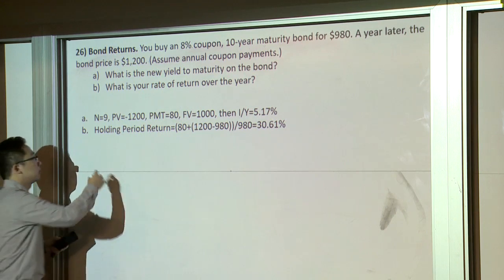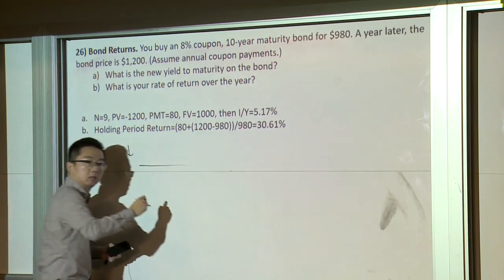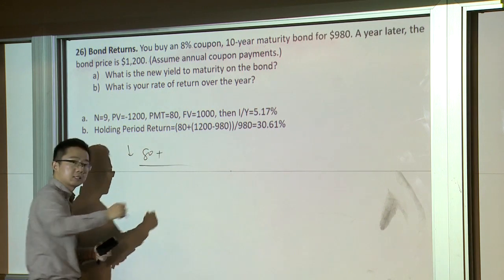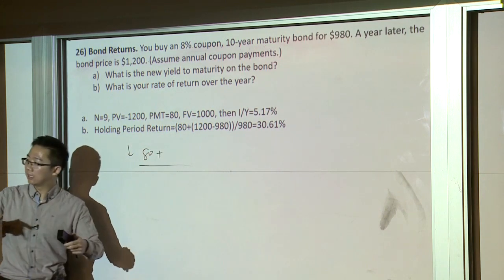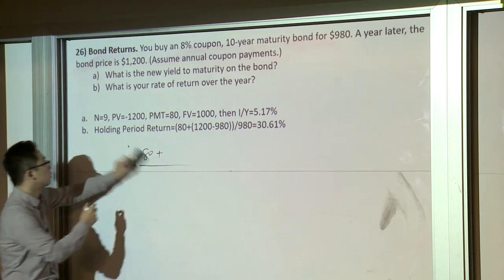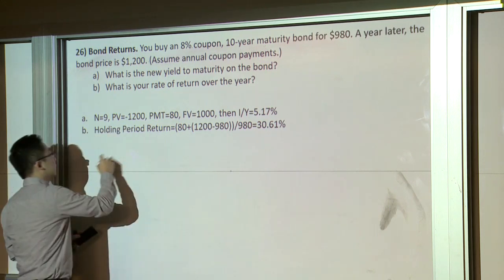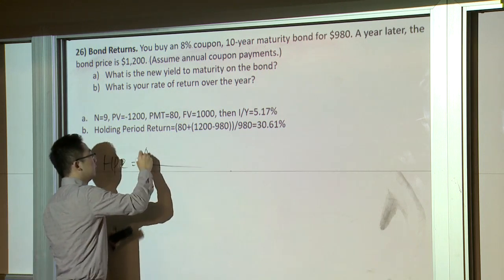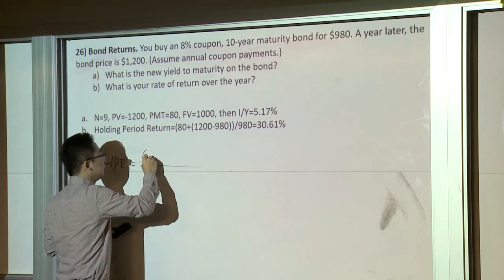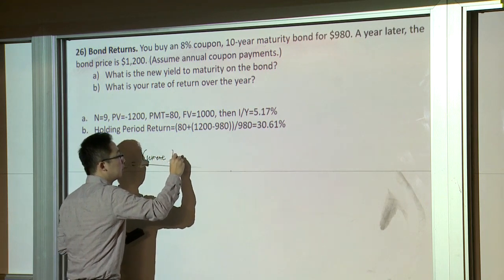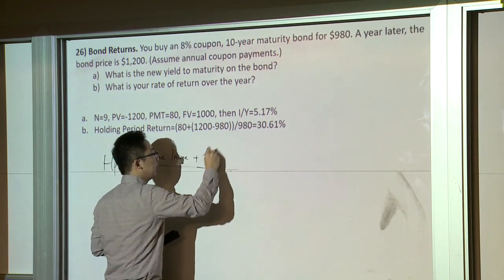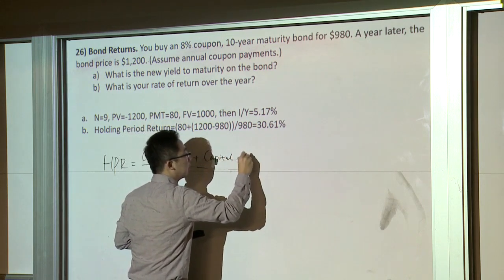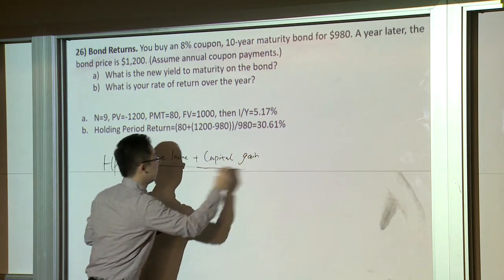So what is our holding period return? It's equal to annual coupon, which is $80, plus the capital gain. Let me write that down. The holding period return is equal to current income plus capital gain, divided by the purchase price.